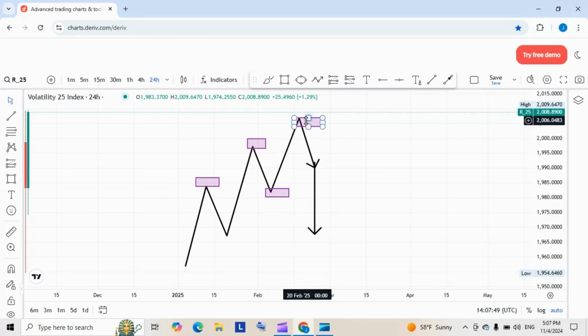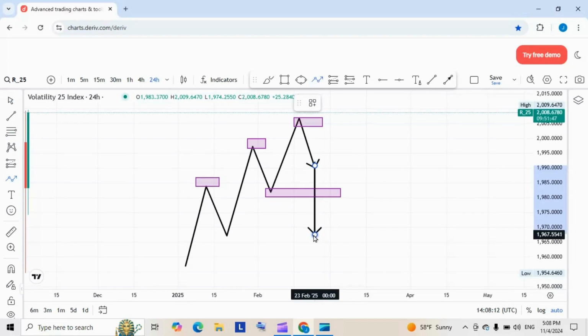But now we're seeing what did you notice? This is our break of structure. This is going to be a change of character, because this low is no longer the low. The low is going to be from here. So as soon as price breaks this one here, you are seeing this is a lower low.